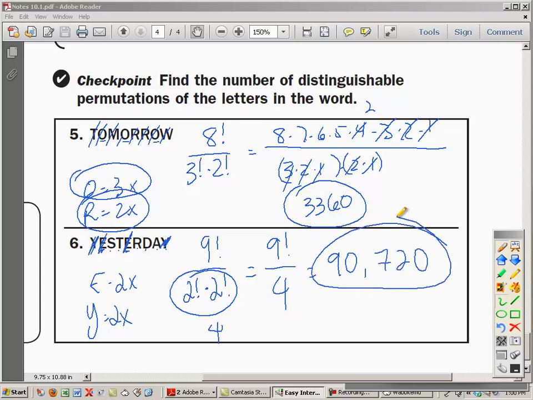All right. So that concludes lesson 10.1 on permutations.